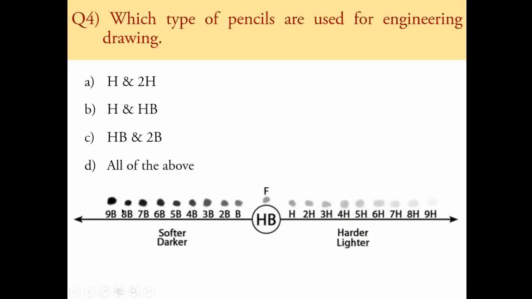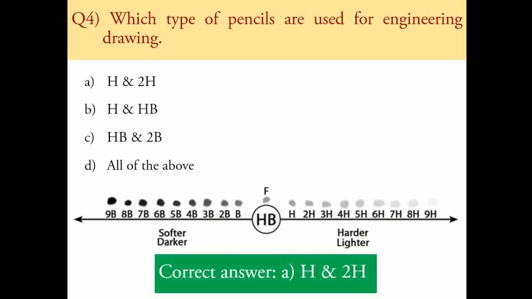So generally, for drawing purposes, we use H, 2H and HB pencils. Mostly only two grades of pencils are used, and as per the options you can observe, H and 2H are mostly preferred for engineering drawing. So the correct option is option A, H and 2H grade pencil.